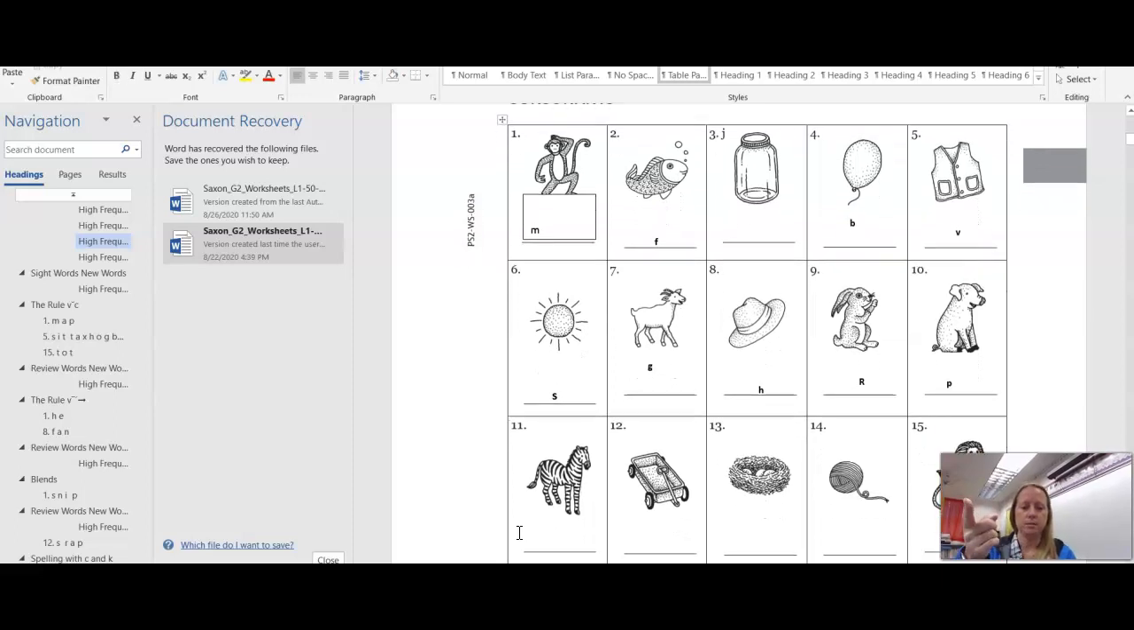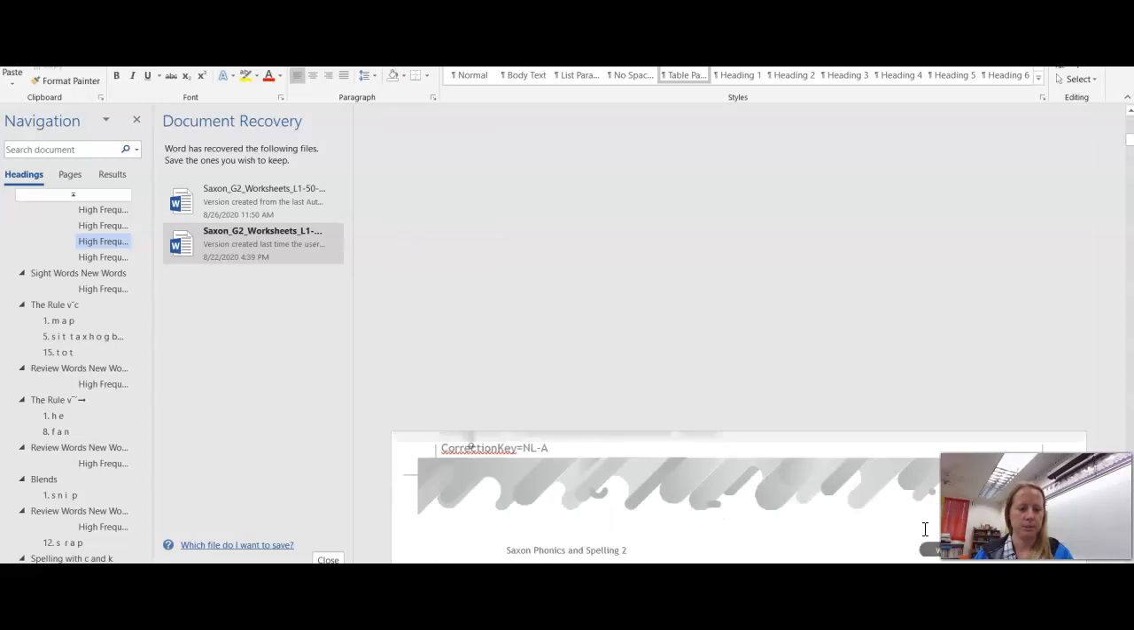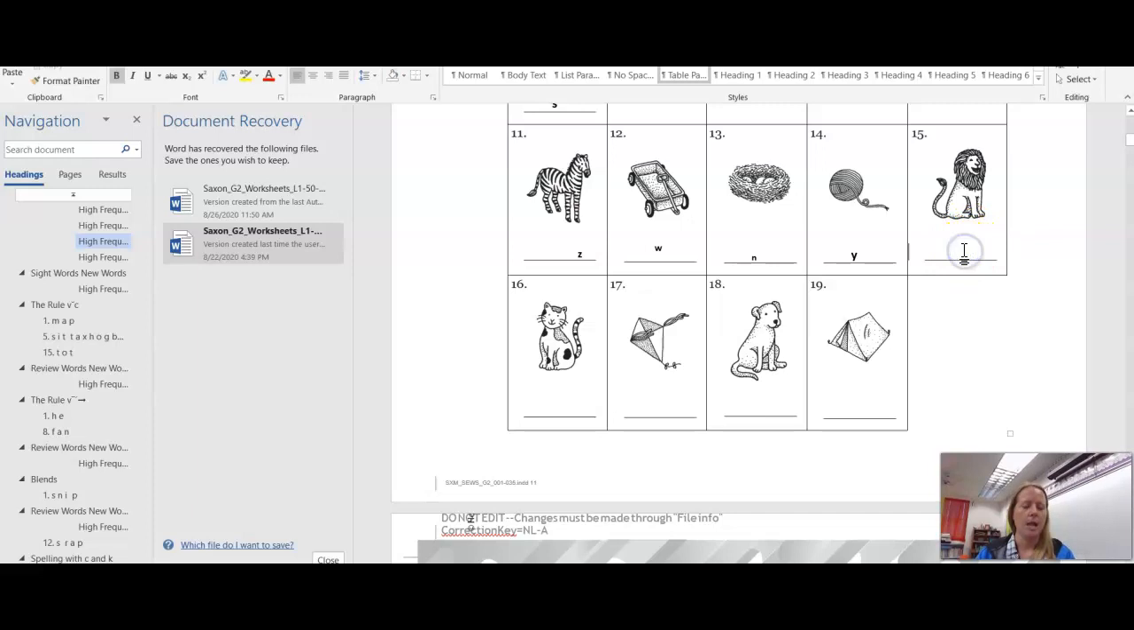Zebra. Z. Wagon. W. Nest. N. Yarn. Y. I hope I'm not going too fast. Lion. L. Cat. K.